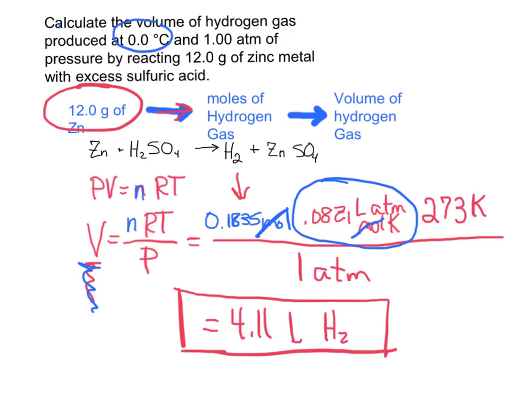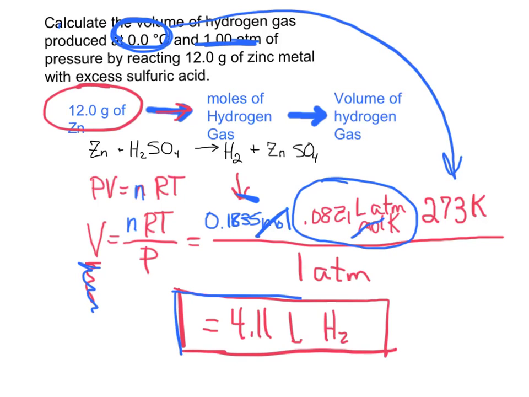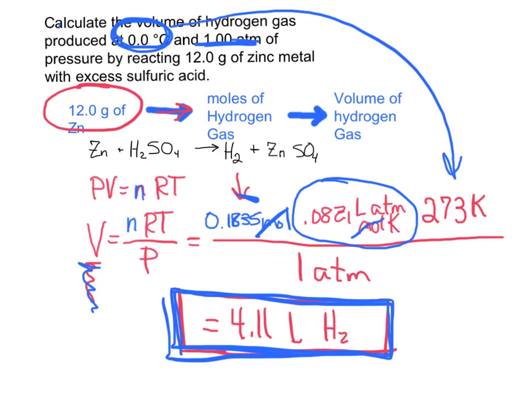The 0 degrees Celsius, of course, we remember that when we're working any kind of gas law problem, we have to convert that to Kelvin. That's where the 273 Kelvin comes from. And we see 1 atmosphere of pressure, and that's where the 1 atmosphere of pressure in our problem comes from. And that comes out to a volume of 4.11 liters of hydrogen.